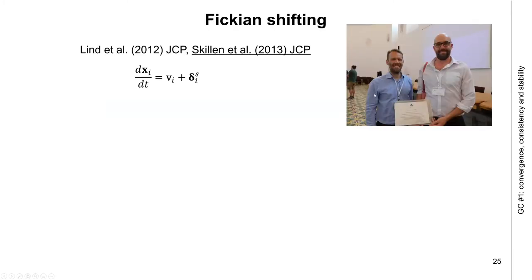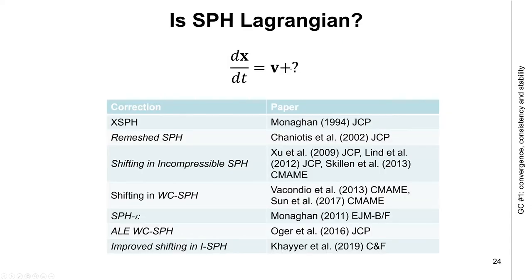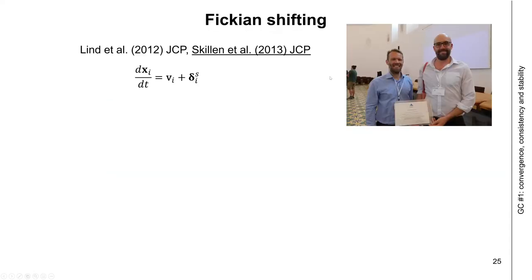The most popular correction introduced in SPH schemes is the so-called Fickian shifting. The Fickian shifting was proposed in Manchester. There are two papers. One is Lind et al., published in 2012 in JCP, and then another one done by Skillen et al., one year later, also in JCP.